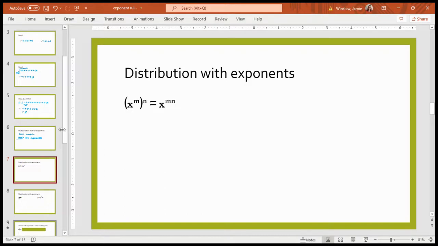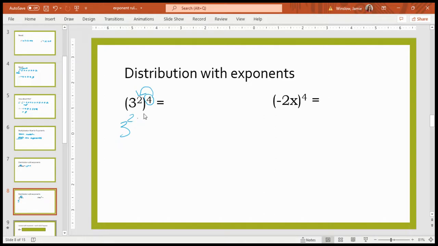All right, our next rule, distribution with exponents. So we're used to, when we see a parentheses, we know that means to distribute and multiply. So this exponent here on the outside is going to go to everything on the inside. So that means x to the m times n. We're going to see some examples. So this 4 is on the outside. We're going to distribute it to the exponent. So that'll be 3 to the 2 times 4, which is 3 to the 8.